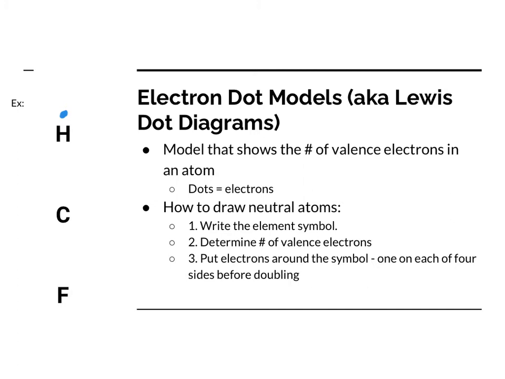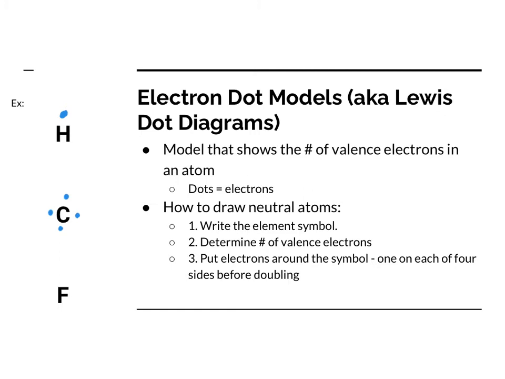With carbon, carbon is in group 14, which means that it's going to have 4 valence electrons. Now remember that with electrons, we're going to put them around the symbol before we start doubling. So for carbon, I would do 1, 2, 3, 4 to show my dot diagram of how many electrons it has.